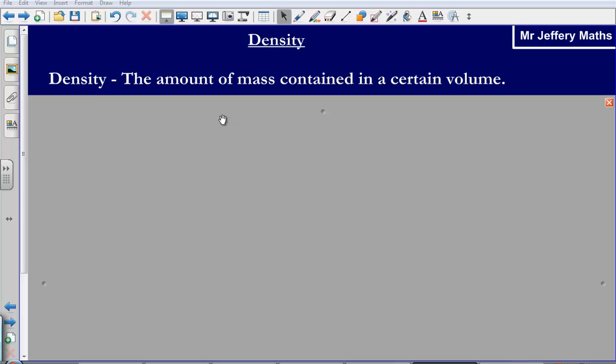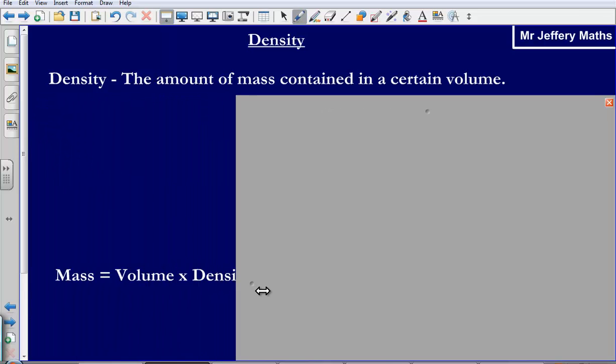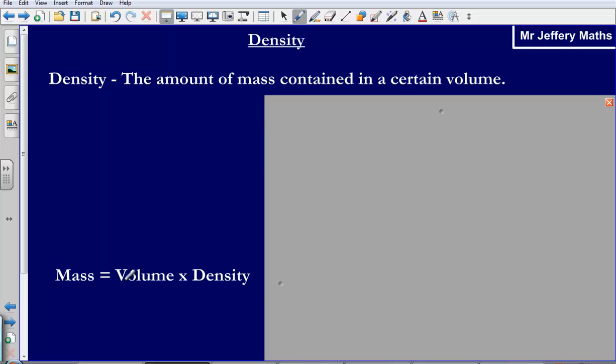Welcome to a video taking a look at density. Density is simply the amount of mass contained in a certain volume. Now, what we can say about density is that it has a relationship with volume and mass, and that relationship is that the mass is equal to the volume multiplied by the density.